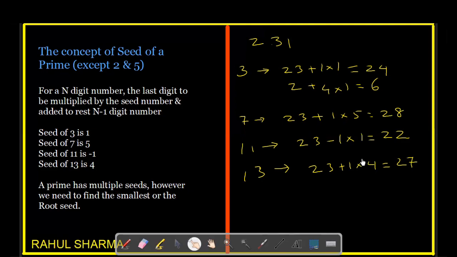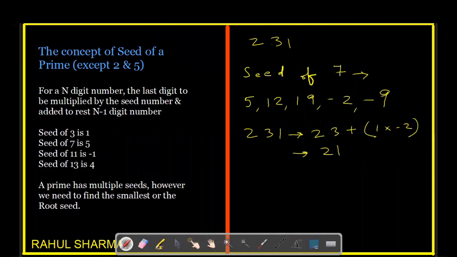Now we have to remember that the seed of an odd number or a prime number can be multiple. What we are interested in is deriving the minimum seed, which is also called the root seed. When we say the seed of a prime or odd number can be multiple, take the example of 3. 1 is the seed. You add to 1 any multiple of 3. 1 plus 3 becomes 4. So 4 also acts as a seed. So 23 plus 1 into 4 becomes 27. That will also be a seed.